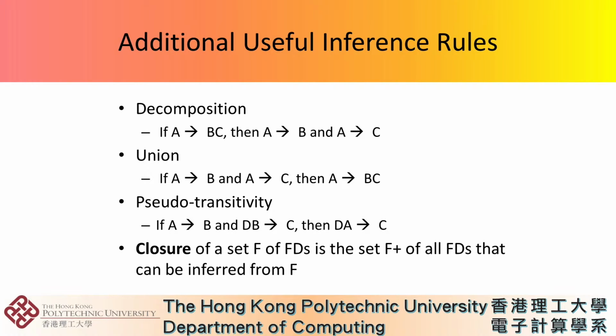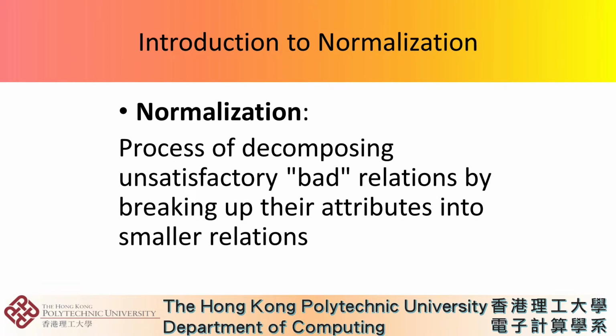Pseudo-transitivity. If A functionally determines B and DB functionally determines C, then DA functionally determines C. Closure of a set F of functional dependencies is the set F plus of all functional dependencies that can be inferred from F. Normalization is the process of decomposing unsatisfactory bad relations by breaking up their attributes into smaller relations.